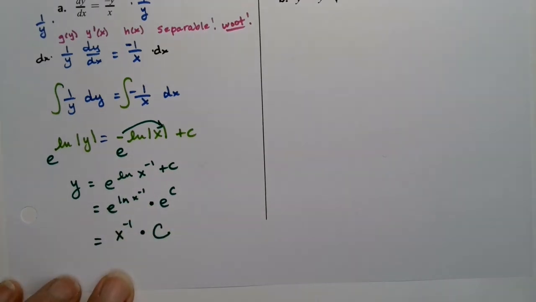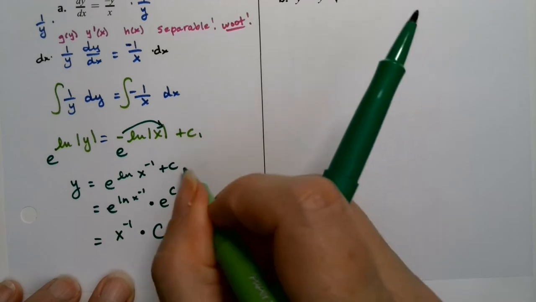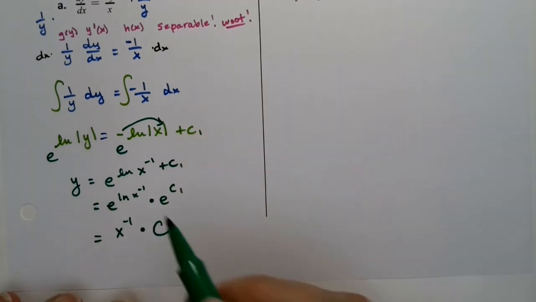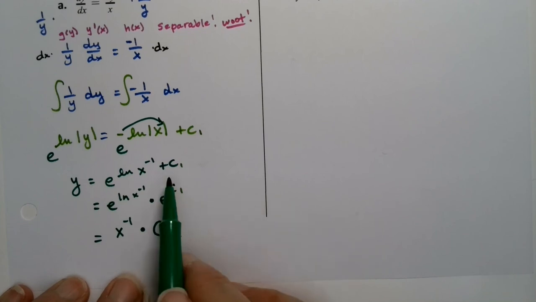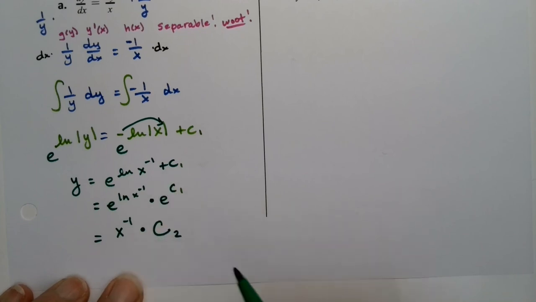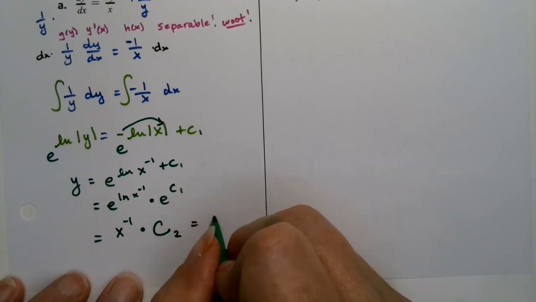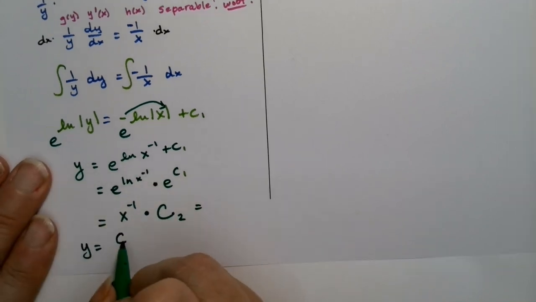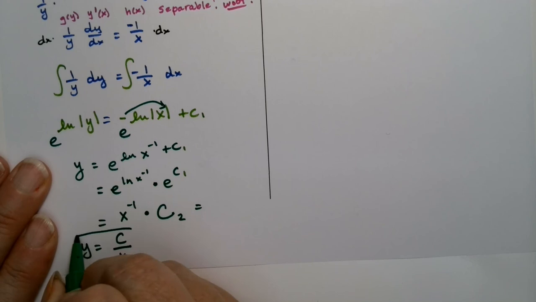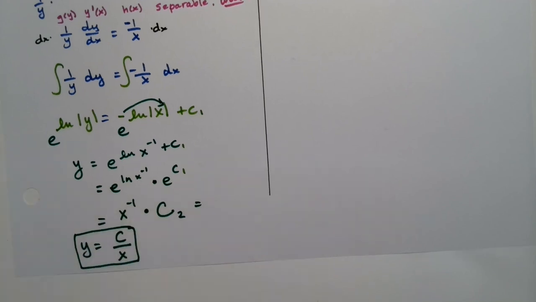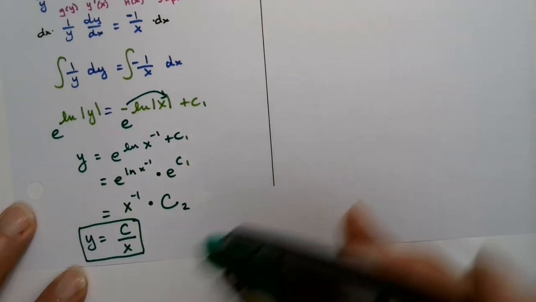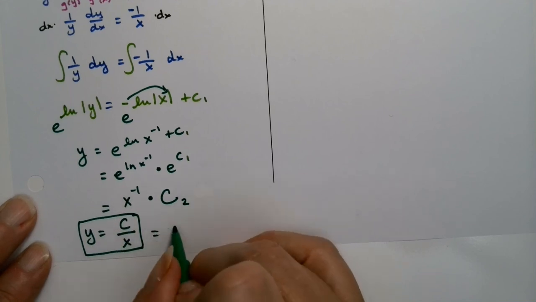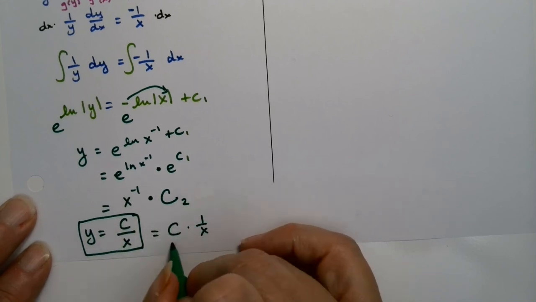If it makes you happy, you can call this C1, and this one's actually C2. You've modified it. It's no longer the same constant it would have been here. But that's okay, because it's just some arbitrary constant anyway, so we don't really care. So that means that y, my equation, is c divided by x. Because x to the negative 1, of course, is 1 over x. If you want to write it as c times 1 over x, that's also fine.